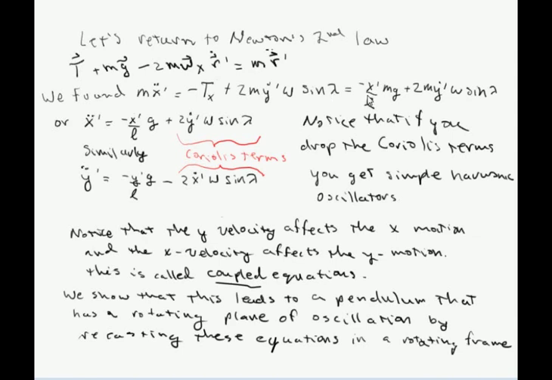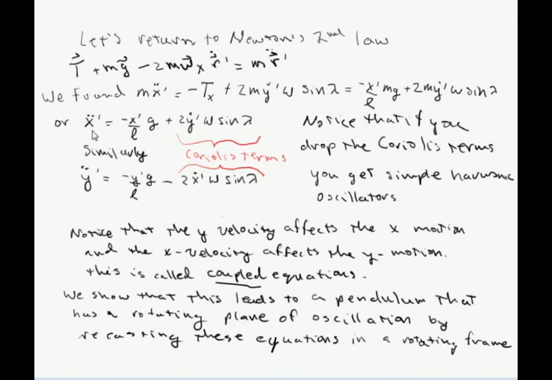And if we simplify that, the minus tx becomes minus x prime over L mg plus 2m y dot prime omega sine lambda. And we can do the same thing for the y. Just to be clear, if you look at these two equations, this is the equation in x and this is the equation in y. If you drop the Coriolis terms, then you just get back to a simple harmonic oscillator. And so there's a lot to learn from these two equations.